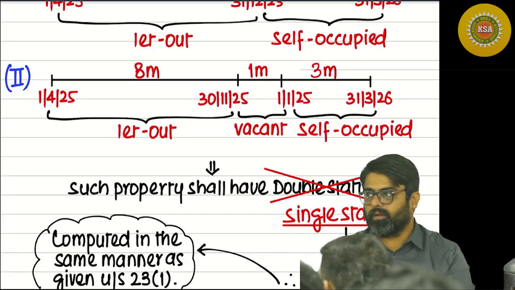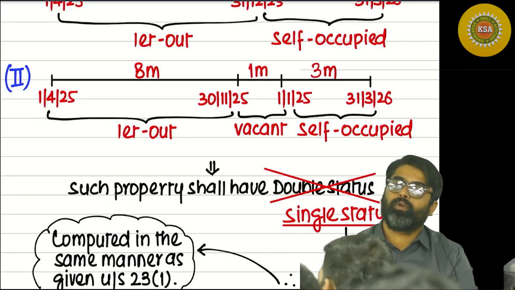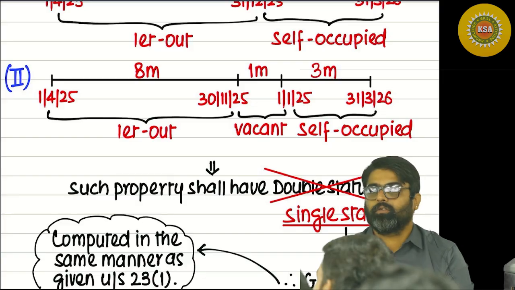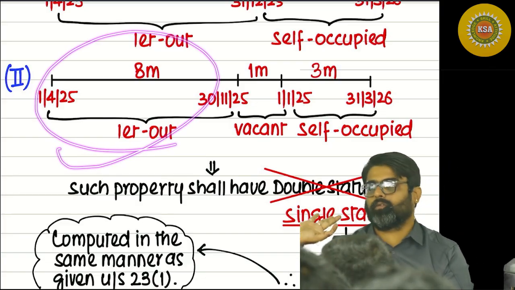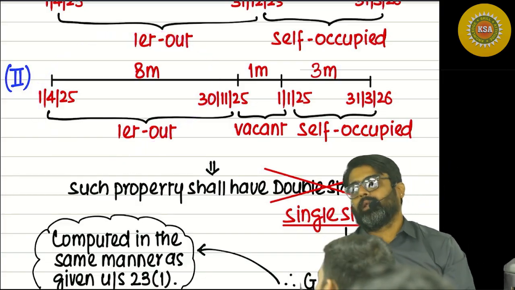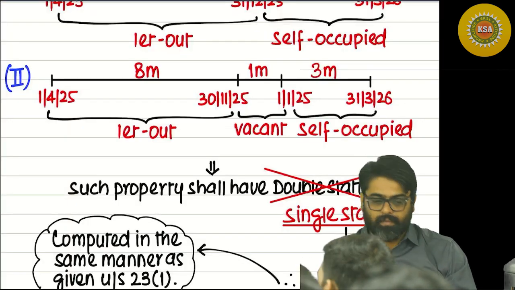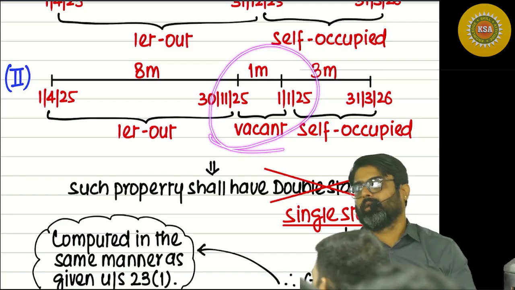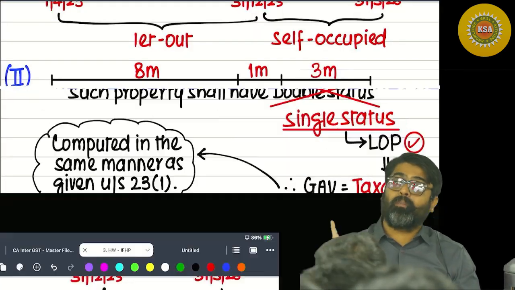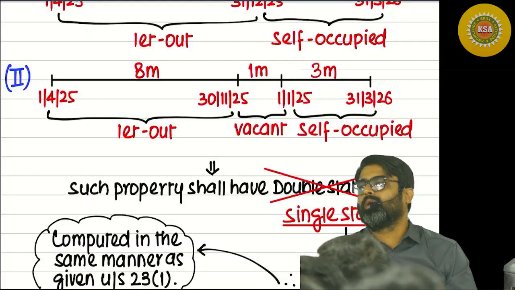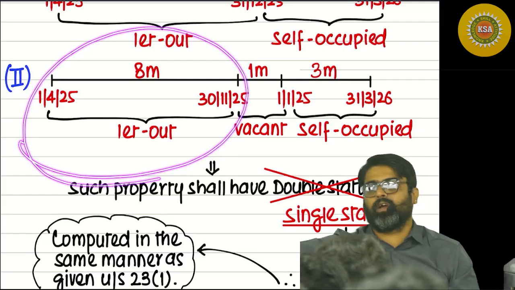Expected rent you calculate. Now tell me, actual rent for? Why 8 months? Because the let out period is 8 months. That's it. Now tell me, can you directly compare expected rent and actual rent? Why? There is 1 month. Even if the property is vacant, still your actual rent can be higher than or equal to expected rent? Yes or no? In that case, take the actual rent as your GAV.